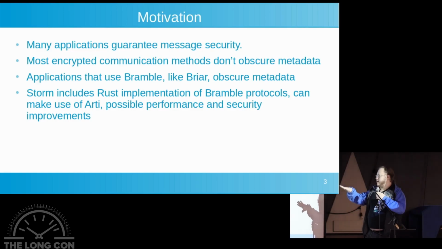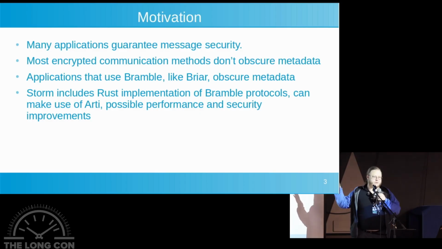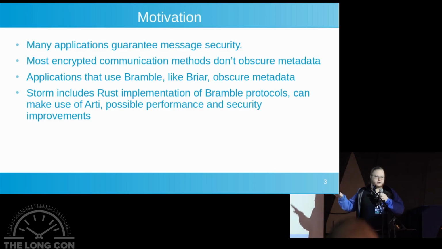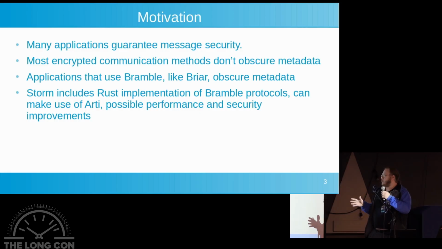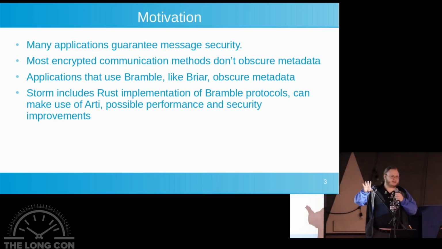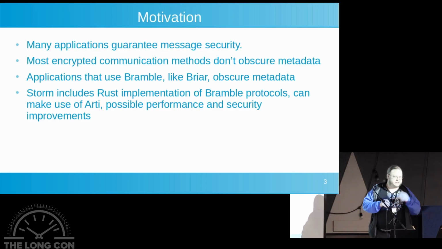There are also maybe some benefits of the fact that Storm uses a Rust implementation of the Bramble protocols. There's already a Java implementation that exists. They are used in an application called Briar, which was published in 2018. One benefit of the Rust implementation is that it would be able to use Arti. Arti is the Rust implementation of the Tor project, which is an ongoing effort and isn't quite ready for production use of onion services, but they're getting close. The goal is eventually that Arti will completely deprecate the Tor project, the C implementation, that is.